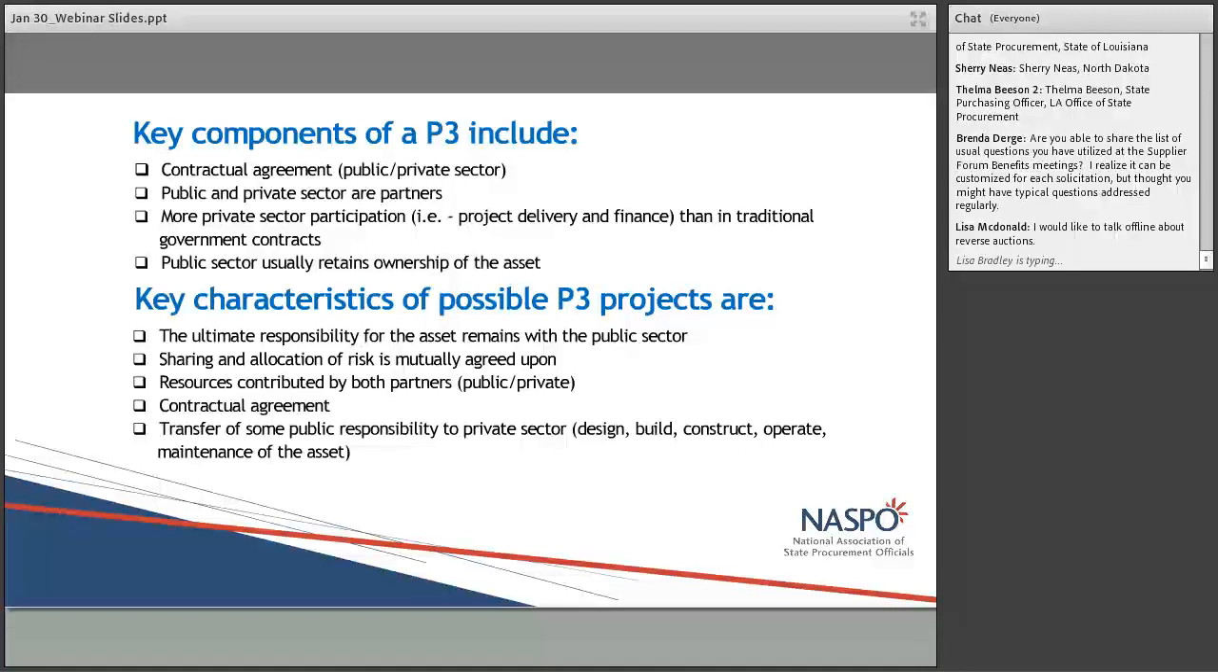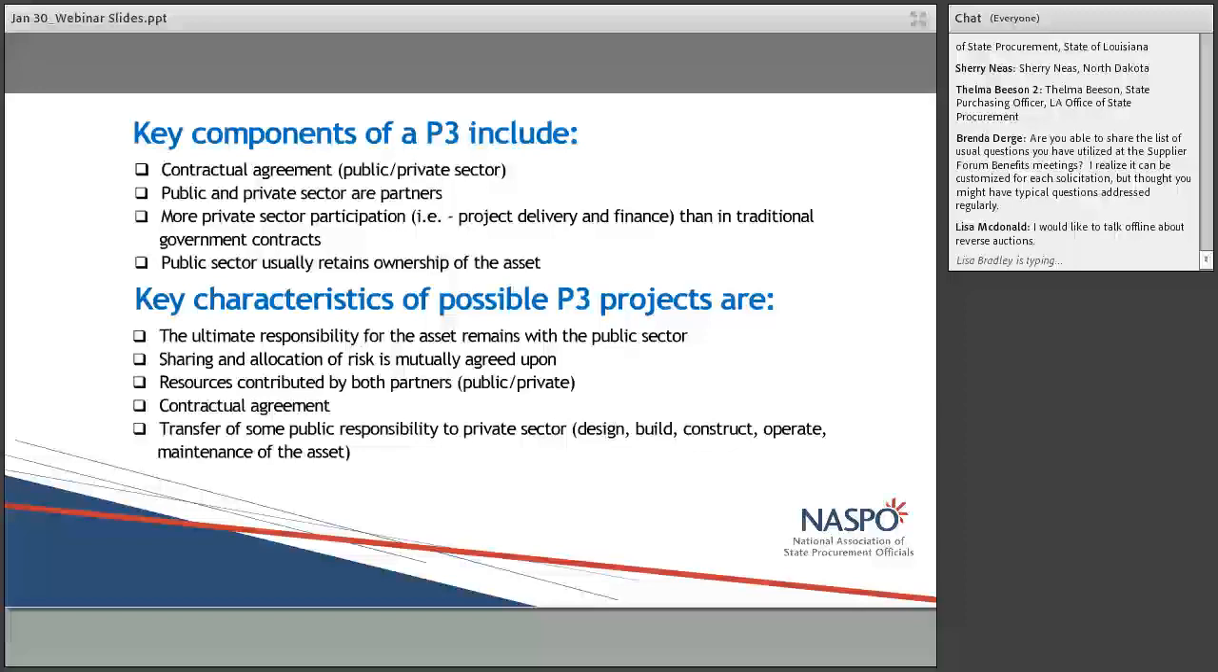Again, the main reason for some of these is the cost of infrastructure in getting these projects completed. So, we're transferring design, build, construct, operate, and maintain of the asset to the private partner for a positive end result.